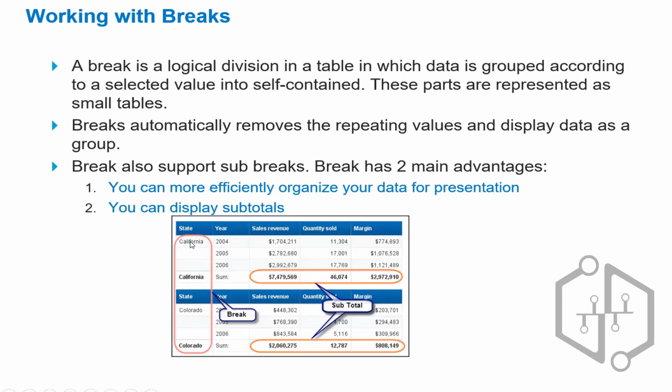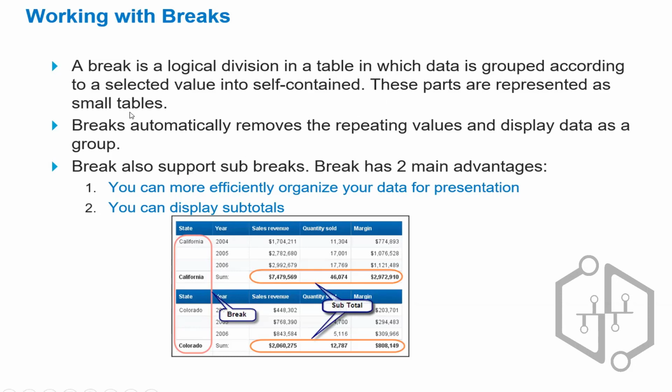And here we can create a sum per break, so that if we create a sum for each break, it will display the total sales revenue for California, and for quantities also. A break is a logical division in a table in which data is grouped according to a selected value into self-contained sections. Self-contained means it is there in the table itself.